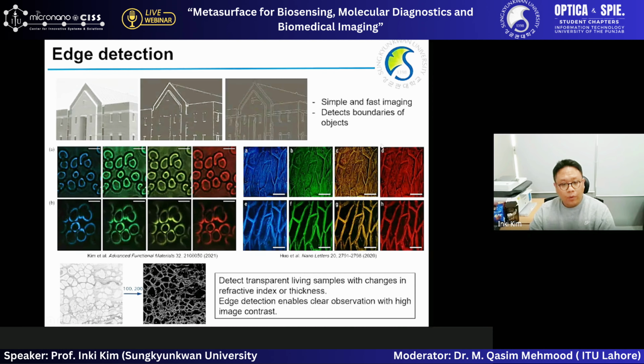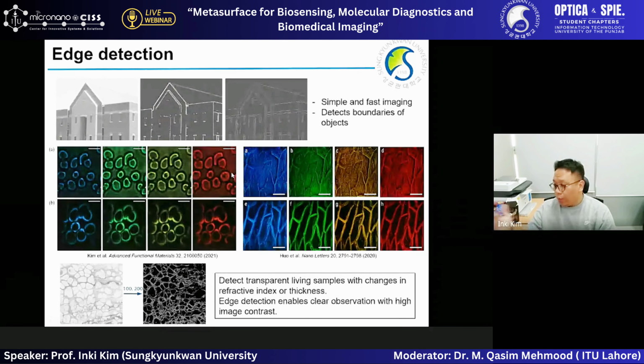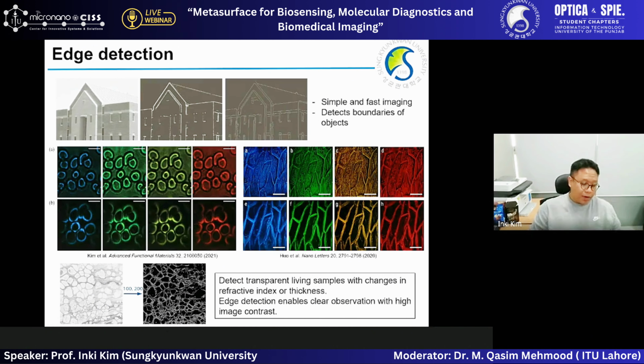Imaging technology for object recognition or transparent cell observation, like a DIC microscope or dark field microscope. Transparent cells were very difficult to monitor under a bright field microscope. But here, edge detection can help to check their morphology.